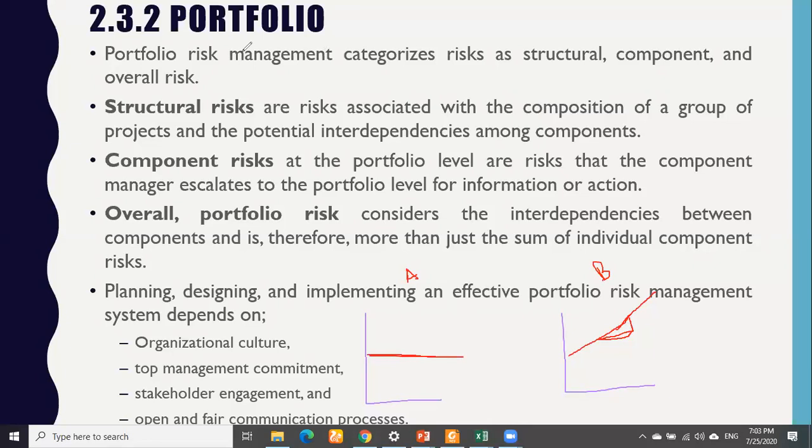So right here, whenever we are talking about the portfolio, at the structure level, we need to understand whether the different things, different programs, whenever we are combining them together, bring our slope lower. If it is bringing the risk slope lower, it means we are designing a portfolio that will give us a lower level of risk in achieving our objective.